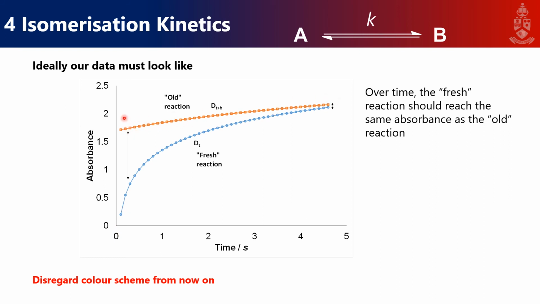Remember I said the old one should remain constant. That is very nearly constant. It's going to increase slightly over the course after the 2 hours still, but that's much more constant than what this is, for example. So over time, the fresh reaction should reach the same absorbance as the old reaction. So that's what you're looking for. If you plot just the absorbances of the 2 reactions of a specific data set versus time, then you should see something like this.